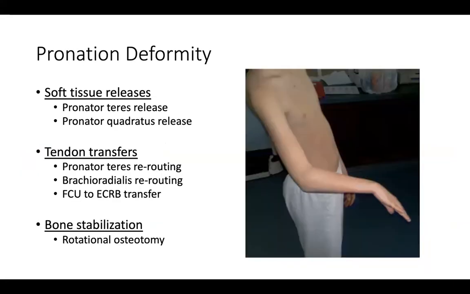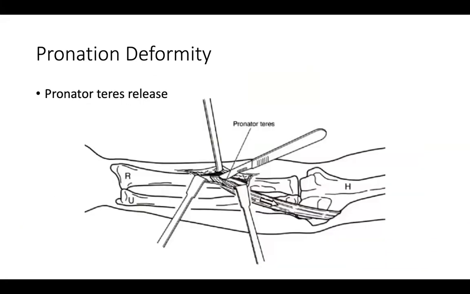For pronation deformity, releases and transfers are both good options. Bone stabilization, such as rotational osteotomy, is not that common in CP. It's more often done for brachial plexus patients. But you can release the pronator teres or the pronator quadratus. And then for transfers, you can reroute the pronator teres or the brachioradialis, or you can do an FCU to ECRB transfer.